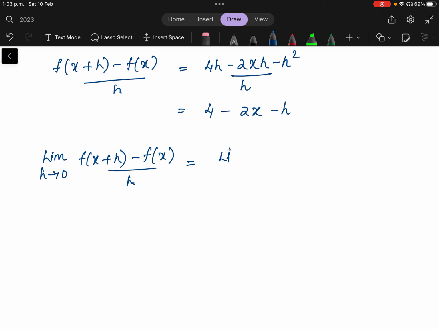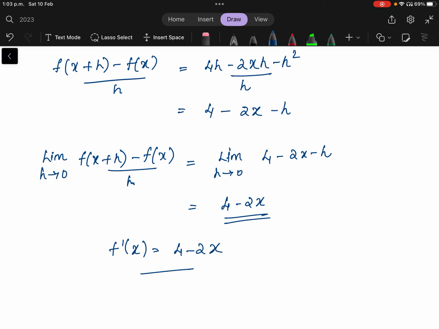So when you are trying to apply the limit h tending to 0, it is 4 minus 2x minus h. That's equal to 4 minus 2x. So f dash x is equal to 4 minus 2x.